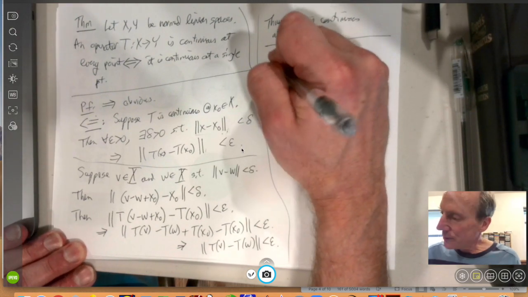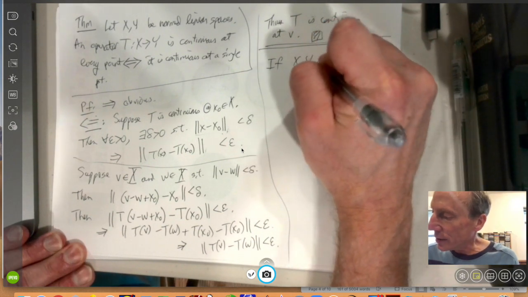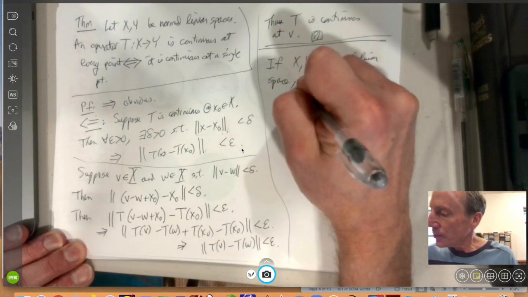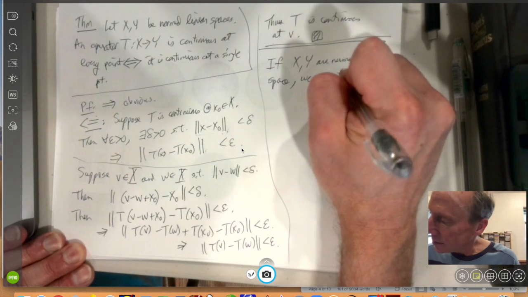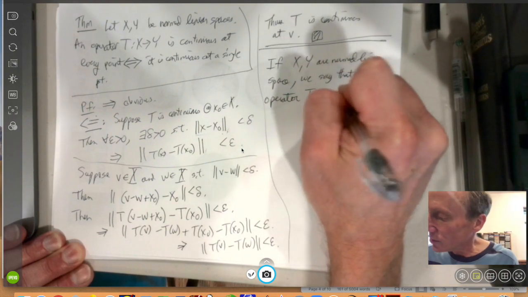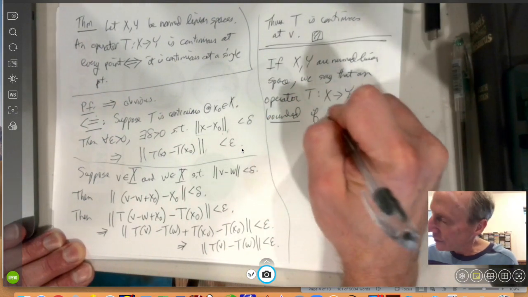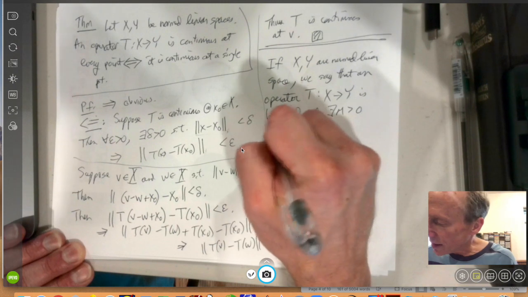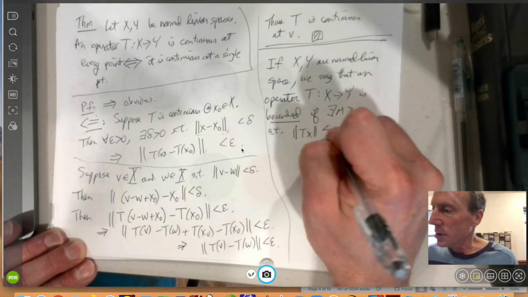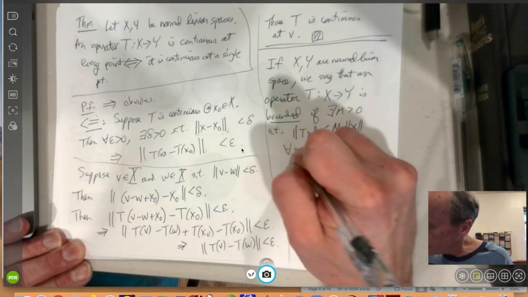So that's that theorem. If X and Y are normed linear spaces, we say that an operator T from X to Y is bounded if there exists an M greater than 0 such that the norm of Tx is less than or equal to M times the norm of x for all x.